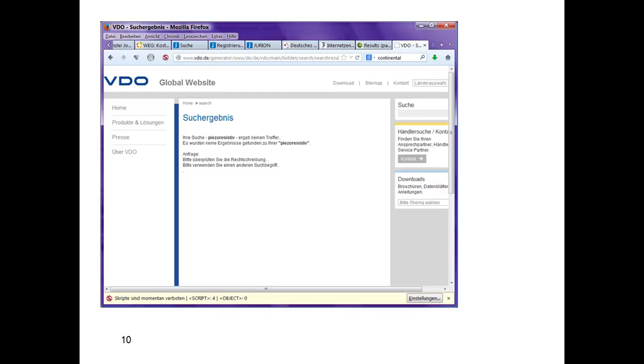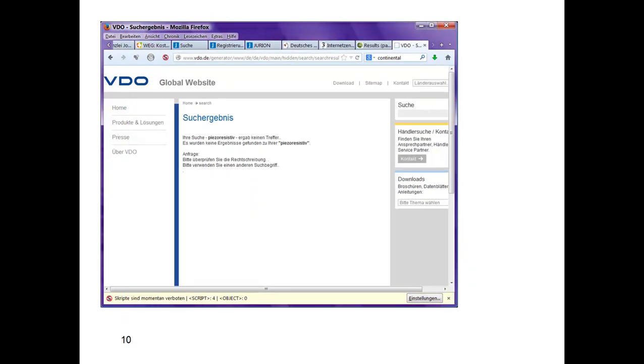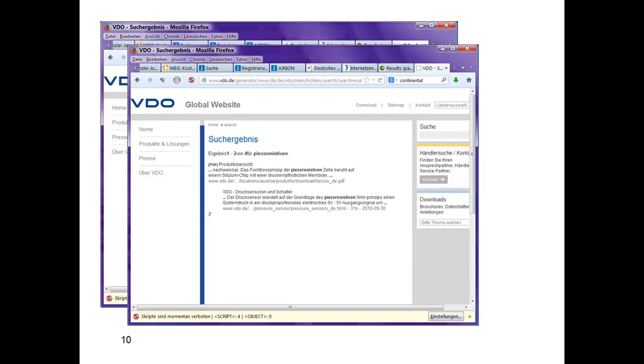Very basic things that don't work. Here, for example, the linguistic preprocessing: an adjective with an EN at the end, and there is no result. But interestingly, here you don't find a result for the basic form, but for the modified form with the EN at the end.